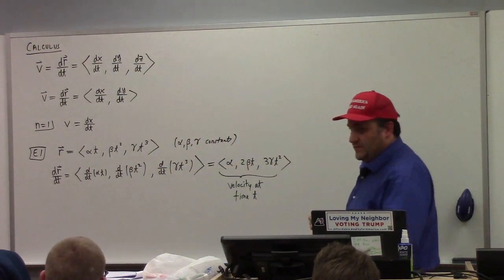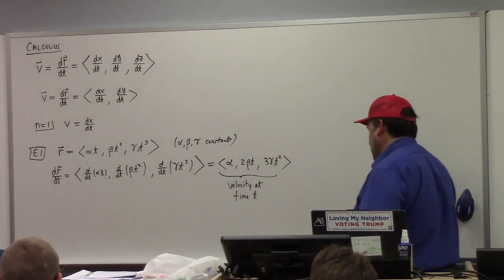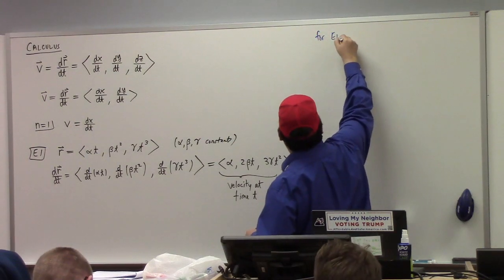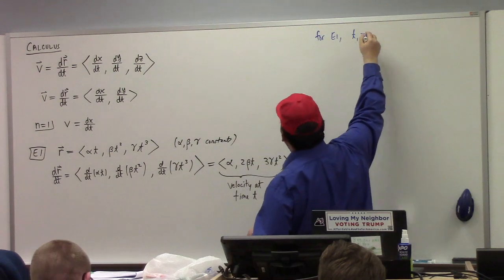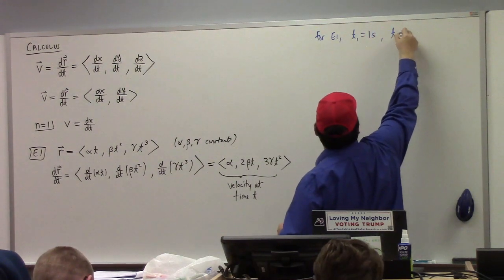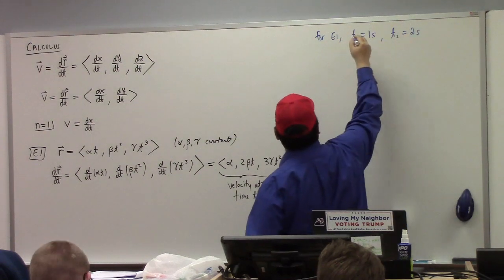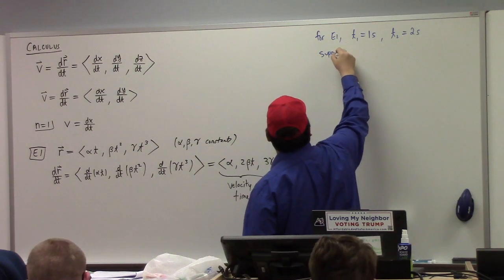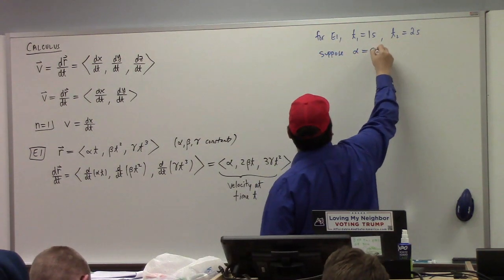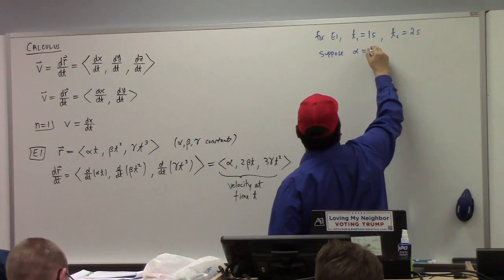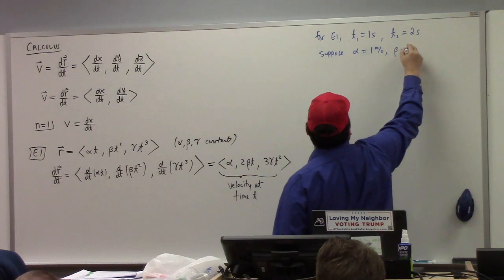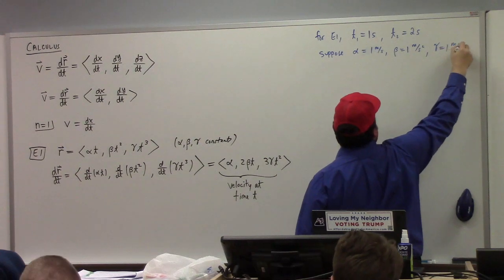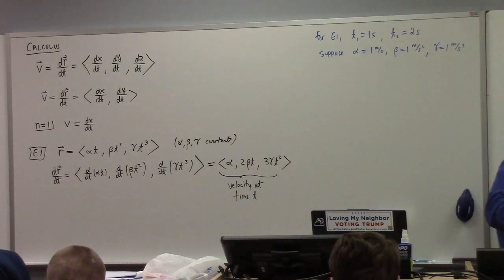Just for the sake of drawing attention to the distinction in concepts, for example: if t1 is 1 second and t2 is 2 seconds, and suppose alpha is 1 meter per second, beta is 1 meter per second squared, and gamma is 1 meter per second cubed, just for the sake of specificity and putting units in here for a second.